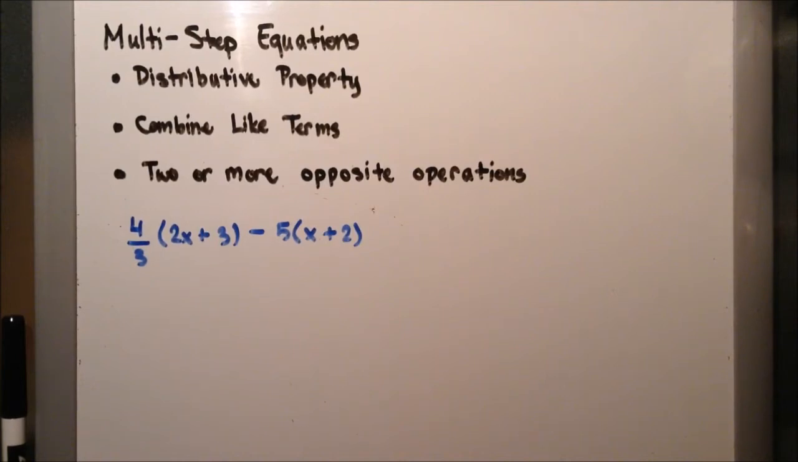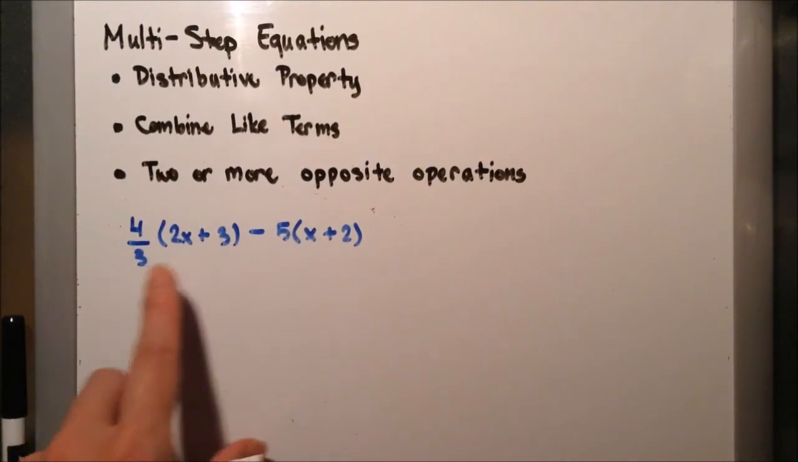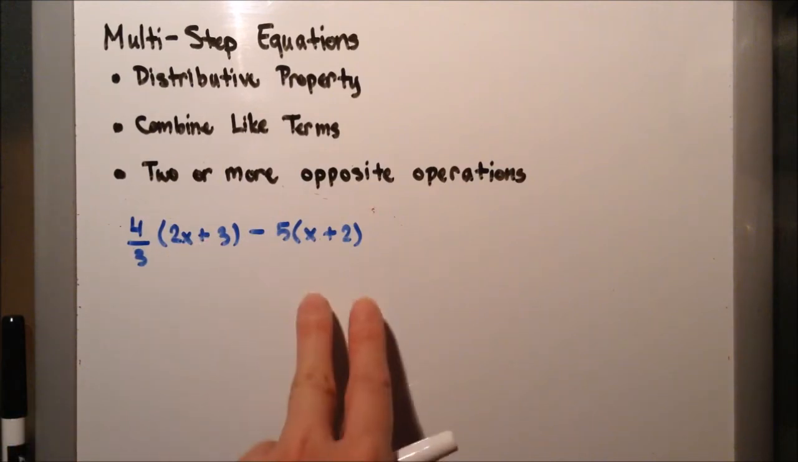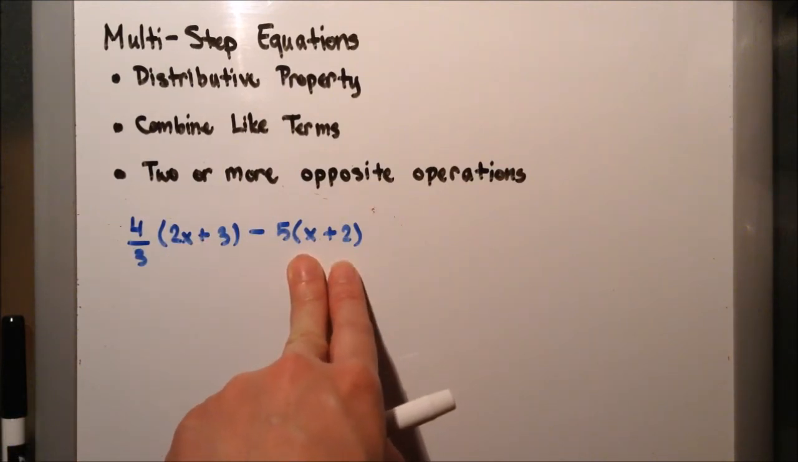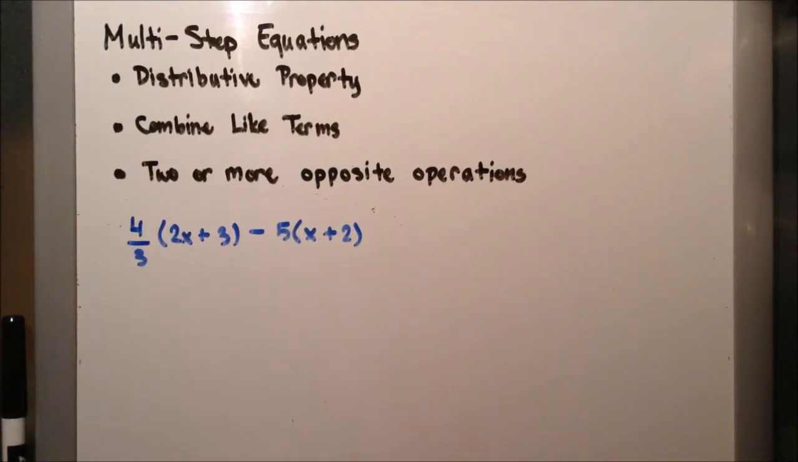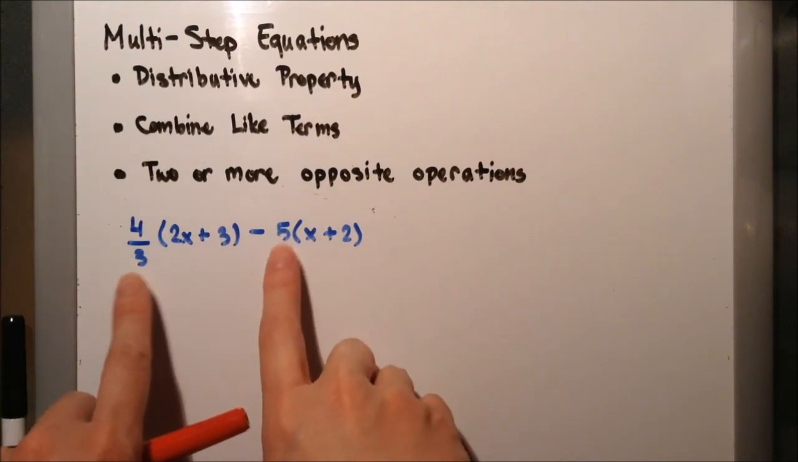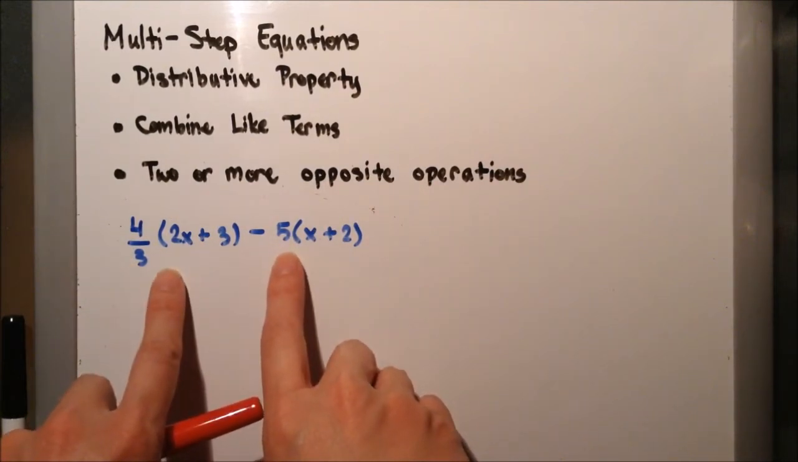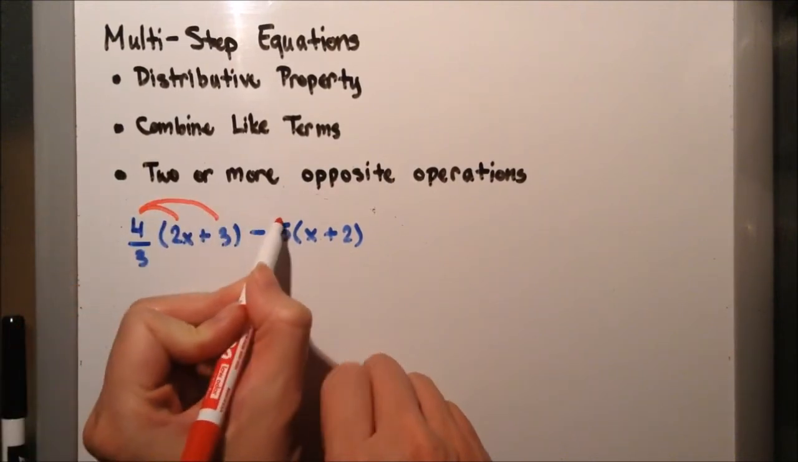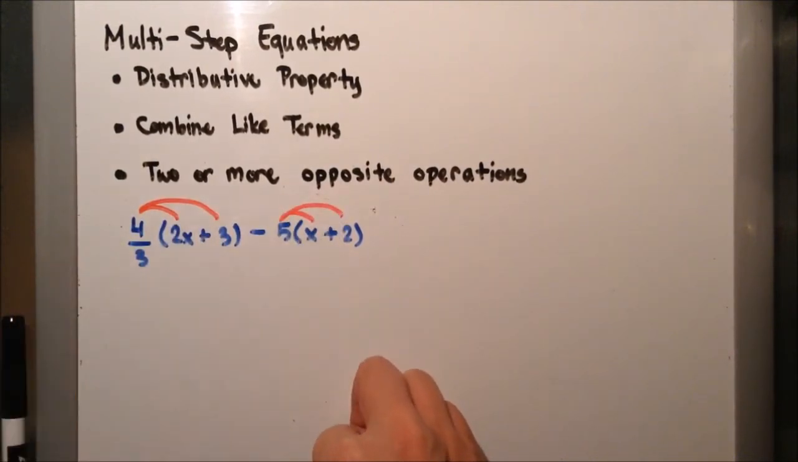Alright, in our third example, we have 4/3 times 2x plus 3, then minus 5 times x plus 2. Now in here, we don't have an equal sign, so we're just going to simplify the expression. That's how we're going to do it. So first step, since we have a number in front of the parenthesis, we're going to distribute.